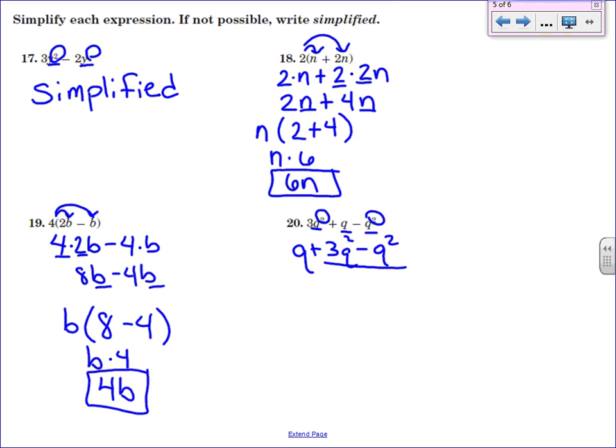They both have a q squared, so I'm going to pull that out front. This lone q stays by itself, and then I have q squared, and then I have 3 minus, well, there's not a number in front of this q here, so there must have been an implied 1, so 3 minus 1. 3 minus 1 is 2. And then the last step is just to write that number in front of the variable.